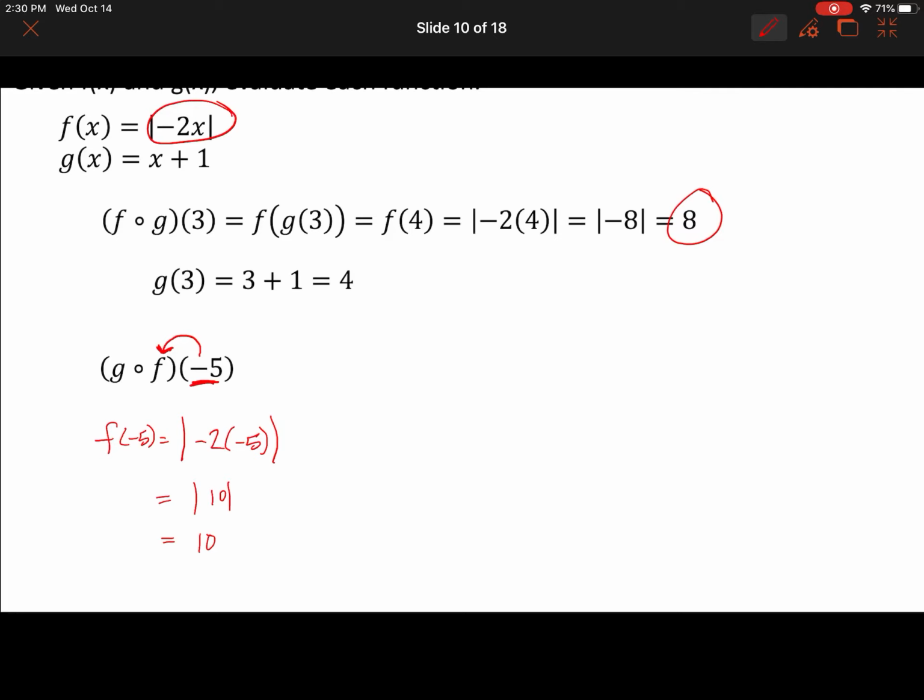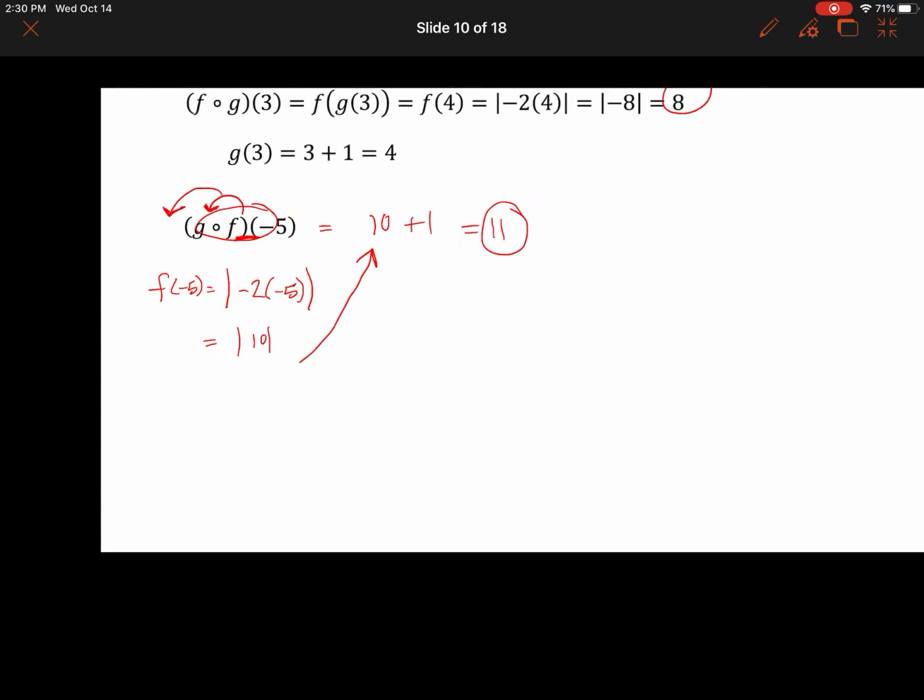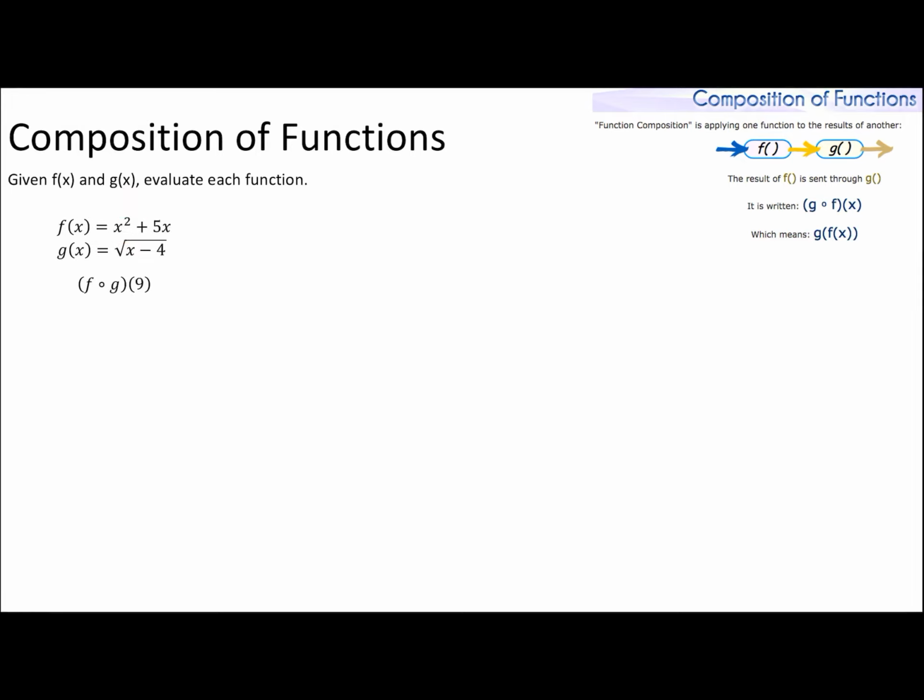Okay, but I'm not done. I just figured that out, so now I'm going to take that number, what I found out from here, and I'm going to plug that into g. There's one more step. So now we do g of 10. So instead of x plus 1, it's going to be 10 plus 1. So my final answer is 11. So again, one step at a time.